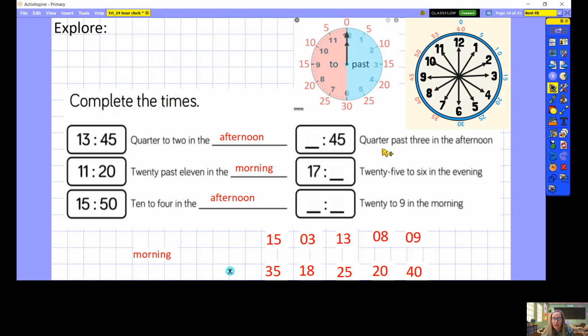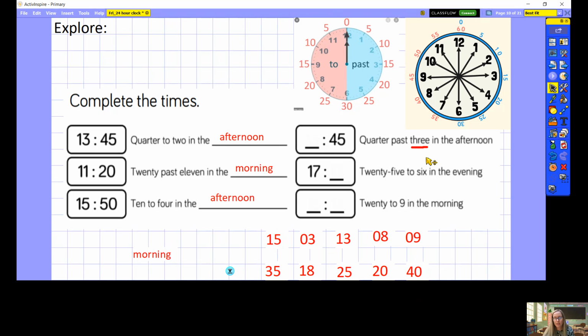Here we need to put in the missing numbers to show the times. The first one is 3:15 in the afternoon. So the hour is missing there. So if it's 3:15 in the afternoon, we can add 12 to 3 to find out the missing hour. The next one is 25 to 6 in the evening. So we can work out the minutes here, and the last one is 20 to 9 in the morning. So can you use these numbers and try and fill in the missing times? So pause the video now and have a go at those, and then I'll go through the answers with you.